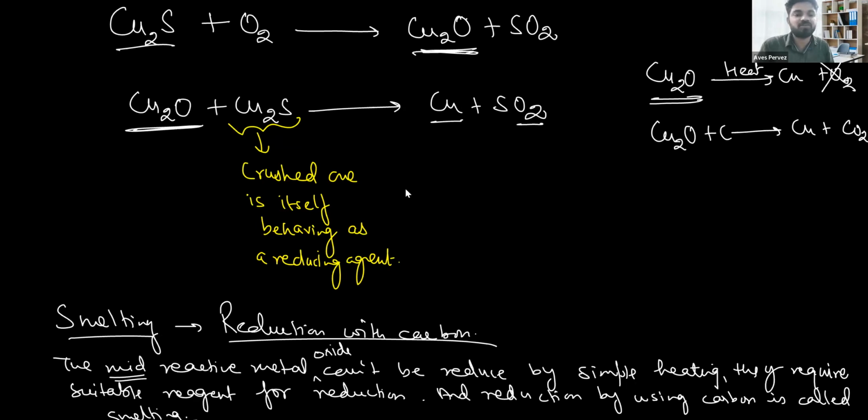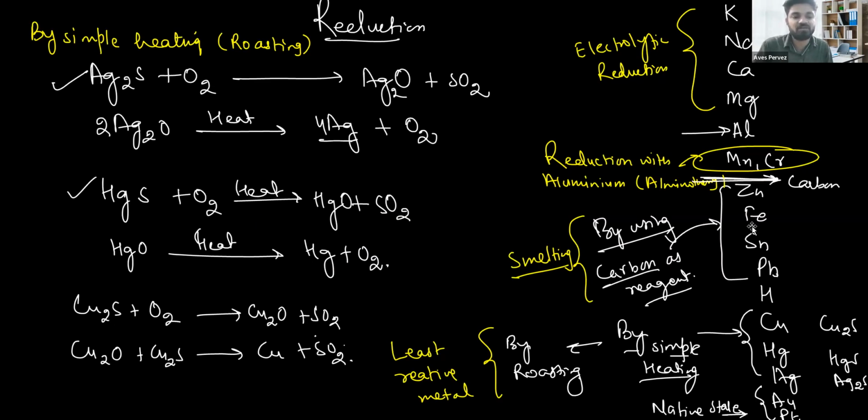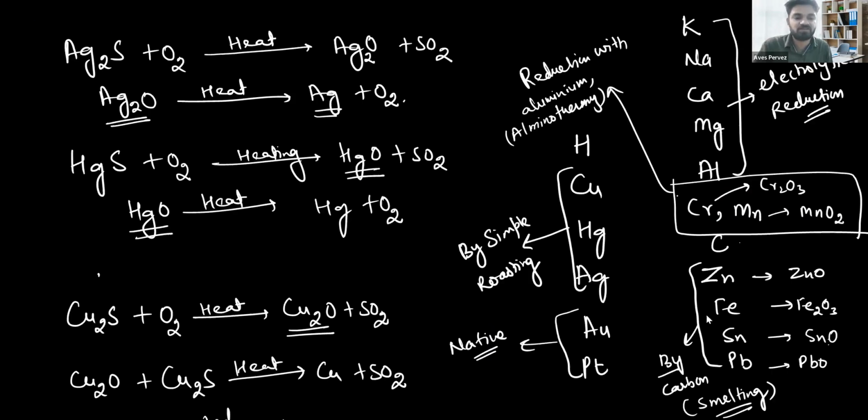Now we shall be moving towards smelting, meaning reduction with carbon. Okay. So the next step is the mid-reactive metals. These are called the mid-reactive metals. Zinc, iron, tin, lead. So if they have their oxide form, like ZnO, we have converted this ZnO from ZnS. So if I'm having ZnS, when you heat it in the presence of oxygen, then it will get converted into ZnO plus SO2.